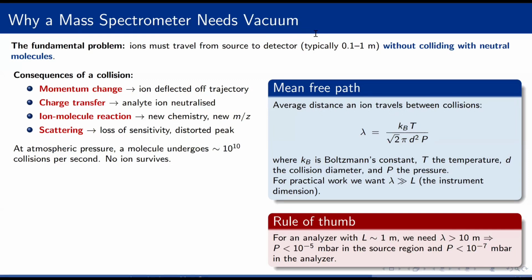For a mass spectrometer with an analyzer a meter long, we want the mean free path to be comfortably longer than the analyzer, say 10 meters, so that the vast majority of ions make it through without collision. That requires pressures below 10 to the minus 5 millibar in the source and below 10 to the minus 7 millibar in the analyzer. We'll continue this explicitly on the next slide.